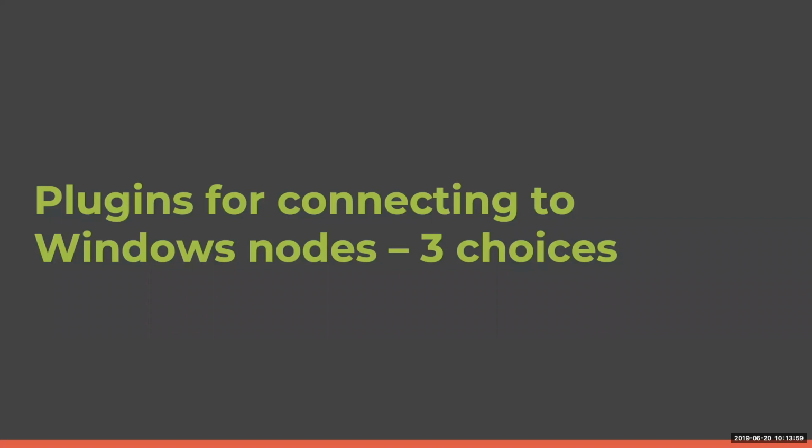So the next topic is just talking about the plugins that you can use for connecting to Windows nodes. There are 3 choices, and mainly I wanted to break out what the differences are, at least on the surface. I don't think there's an easy way to see these differences anywhere that I found in our documentation, so I thought I'd call them out to make them as clear as we can.